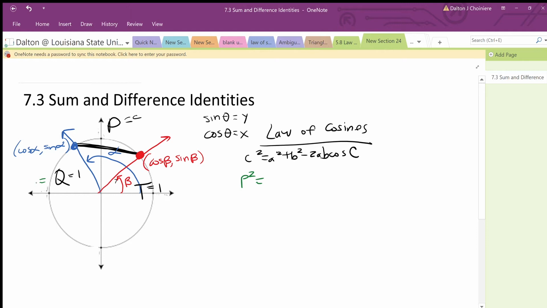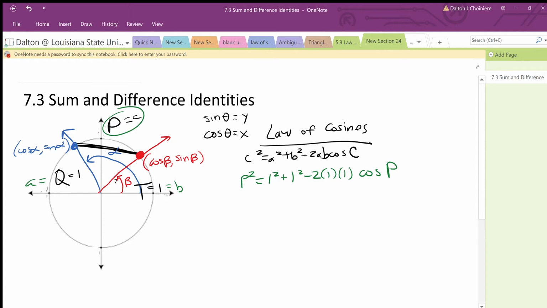So if this is A and this is B, because those are radii of the circle, we know that those are 1. So that'll be 1 squared plus 1 squared, minus 2AB, again, we know that's going to be 2 times 1 times 1, is the cosine of C. Now we know C is P. I'm going to put P there.